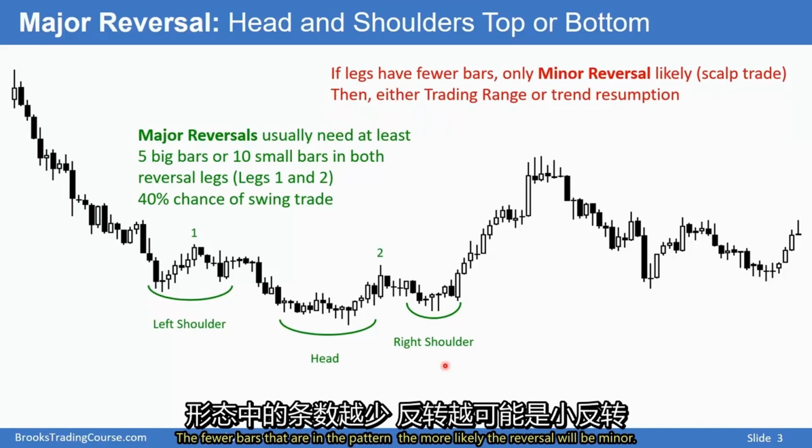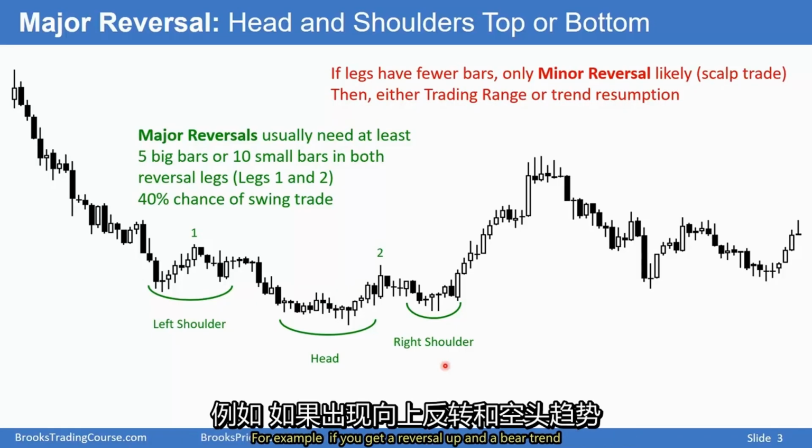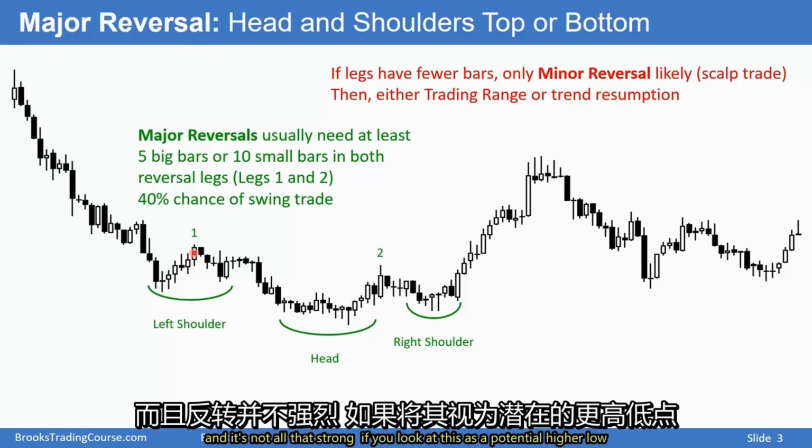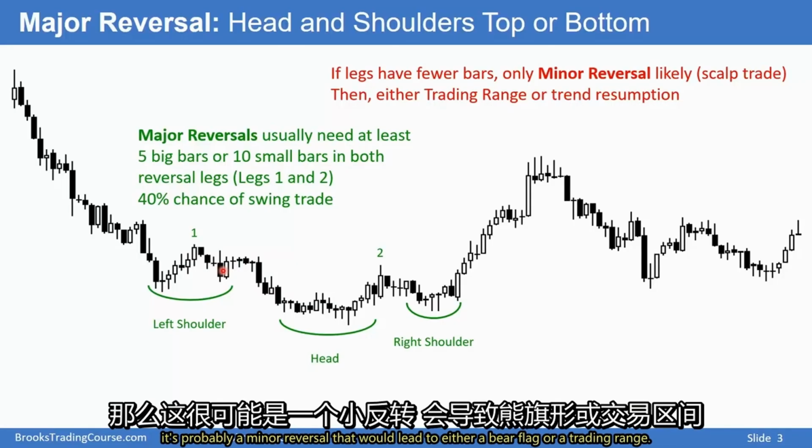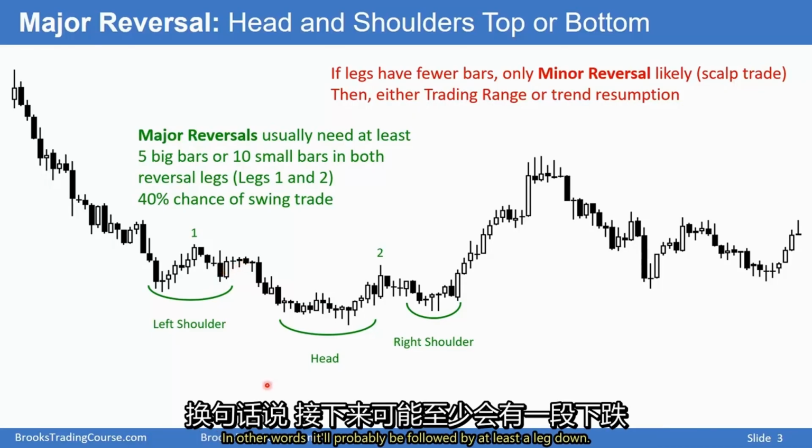The fewer bars that are in the pattern, the more likely the reversal will be minor. For example, if you get a reversal up in a bear trend and it's not all that strong, if you look at this as a potential higher low, it's probably a minor reversal that would lead to either a bear flag or a trading range. In other words, it'll probably be followed by at least a leg down.